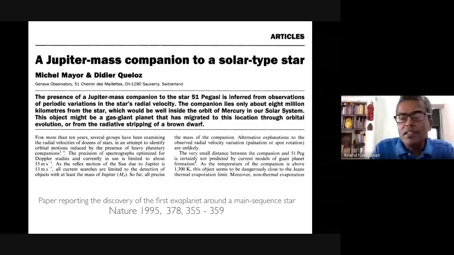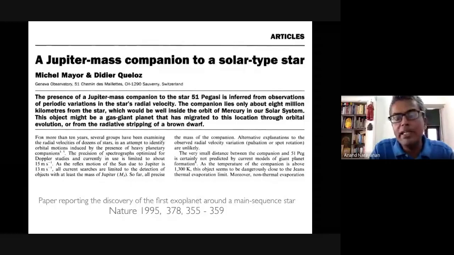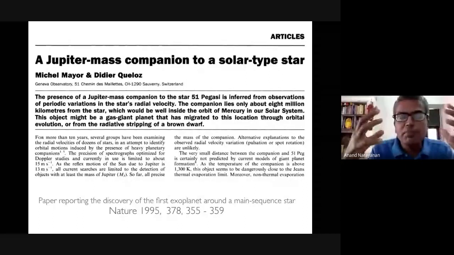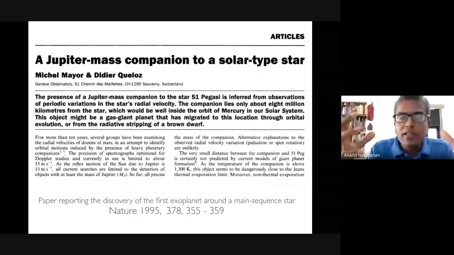So the first discovery was itself a big surprise, because the extrasolar planet that they discovered was completely different from anything that we had known in our own solar system. So here is a planet that's as big as Jupiter, but very close to its star, closer than Mercury is to the sun.